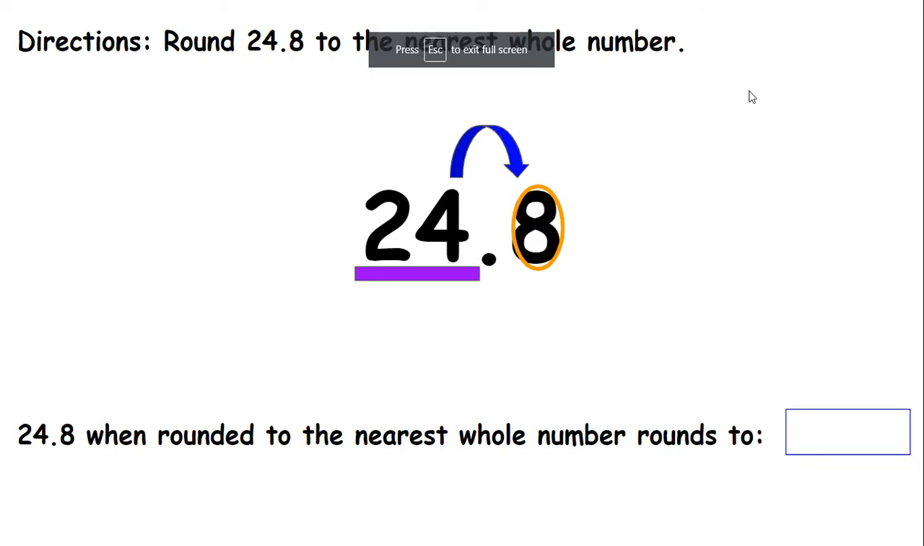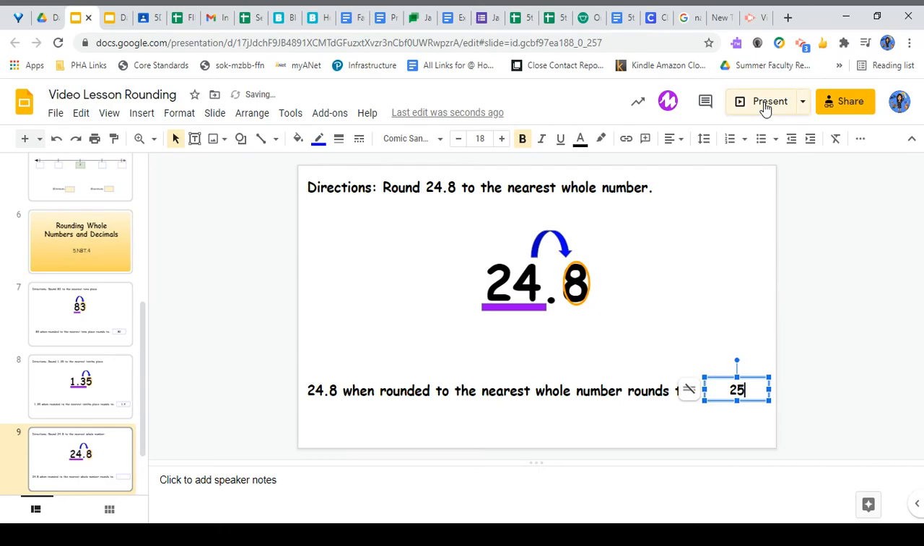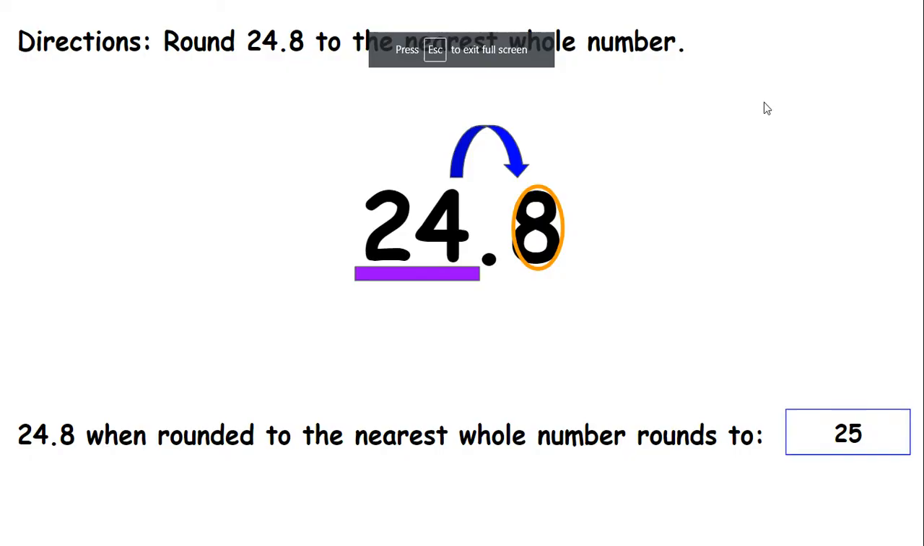I'm sorry, the 8 that's in the tenths place. So here we have 24 and 8 tenths. We can see that 8 tenths falls in the category of 5 or more. That means our number is going to round up to 25. So 24 and 8 tenths rounds up to 25.